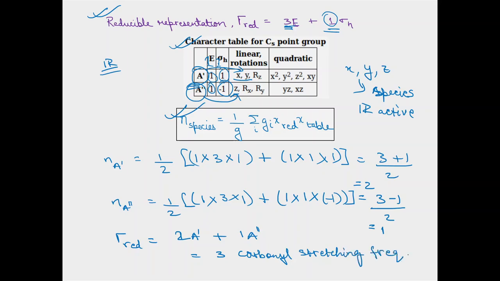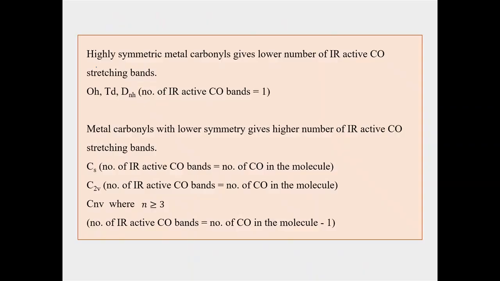Now you all will be thinking, do we have to go through all these things in the exam, because it will take a lot of time, right? So there is a kind of trick you can say. Compounds which are highly symmetric, highly symmetric metal carbonyls, give a lower number of IR active CO stretching bands. So what are highly symmetric metal carbonyls?